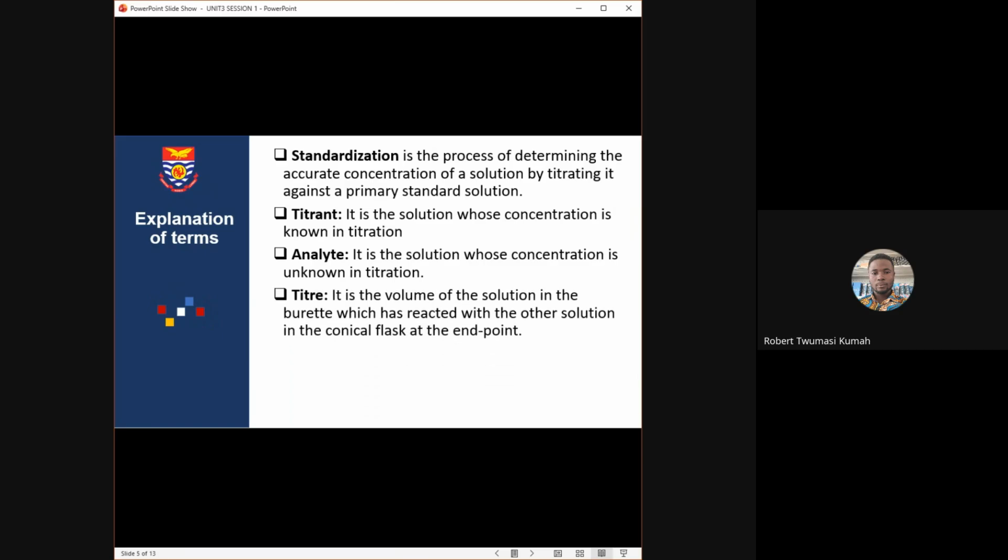Then we have titer. The titer is the volume of the solution in the burette which has reacted with the other solution in the conical flask. Whatever solution that is in the burette, the volume of it that reacts with whatever that is in the conical flask, that is the titer.